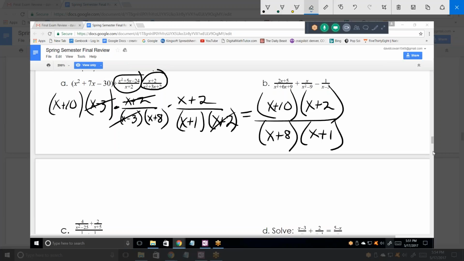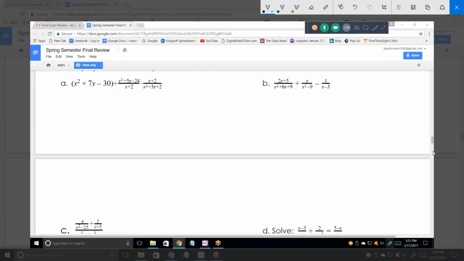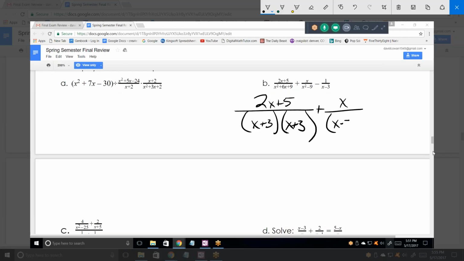Okay. Let me just ask you some key questions as to whether you understand how to do these. You don't really want to waste your time if you know how to do them. First of all, factor the first term. X plus 3, x plus 3. Factor the second term. X minus 3, x plus 3.